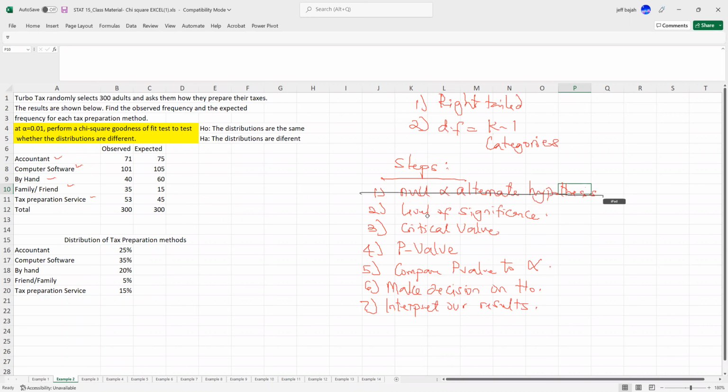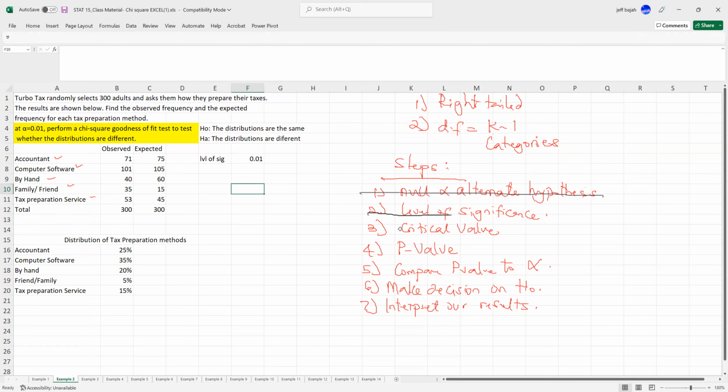All right. Step two, level of significance, which is given as 0.01 right here. So that is also done. I'm just going to come here and do level of significance. I'm going to write 0.01. So we've done with that second part.